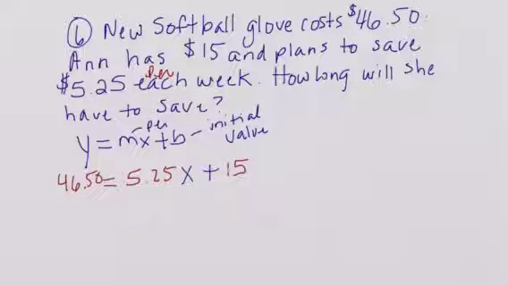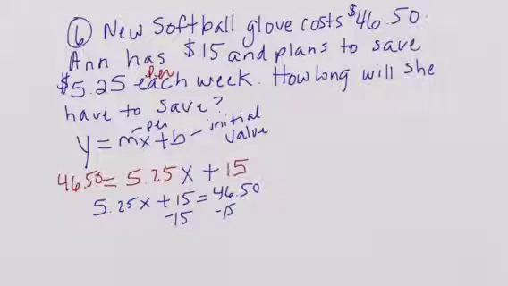Now we have our equation and we have to start asking our questions. Is the variable term on the left? It's not. So we're going to go ahead and do symmetrical. So 5.25x plus 15 is equal to 46.50. Now we're going to ask, is the variable term alone? It's not. So we're going to go ahead and zero pair out the 15.